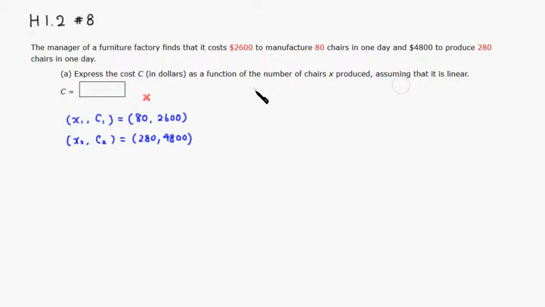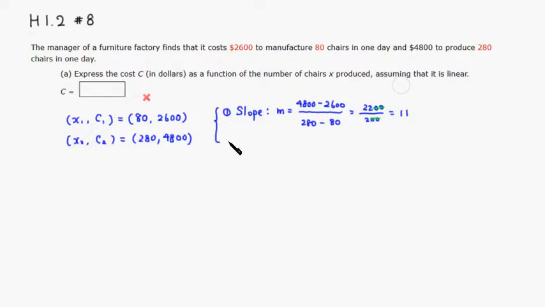So the first piece of information we need is the slope. The slope M is C2, 4,800, minus C1, 2,600, over 280 minus 80. That will give us a slope, which is 2,200 over 200. Strike out zeros, and 22 divided by 2 is 11. So the slope is 11.